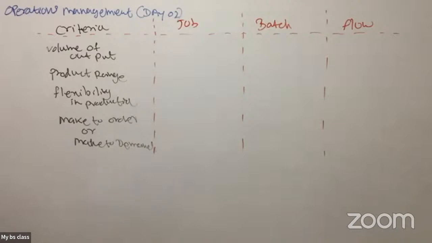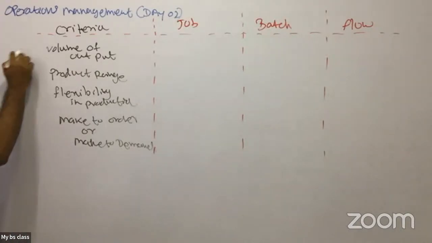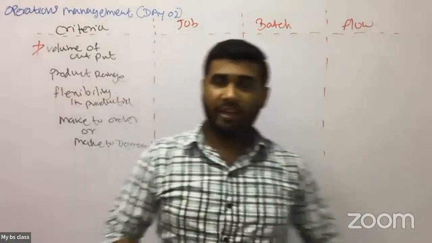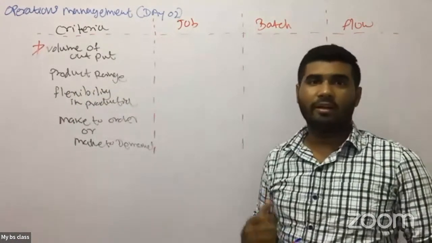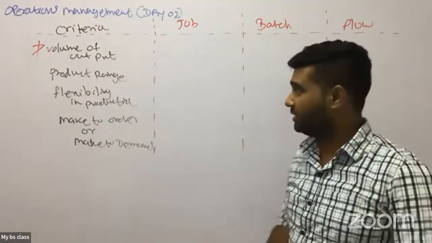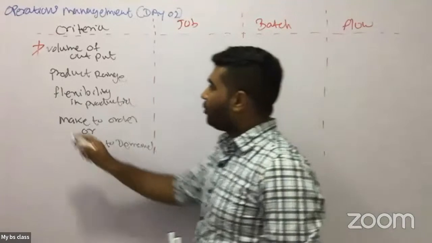Now, what do you think? I have come up with some criteria, and I will do a comparison based on the criteria. So, what are the criteria I got? In terms of the volume of output, what does it mean? Output takes the number of units, the input, process, output, the conversion process, and product range.